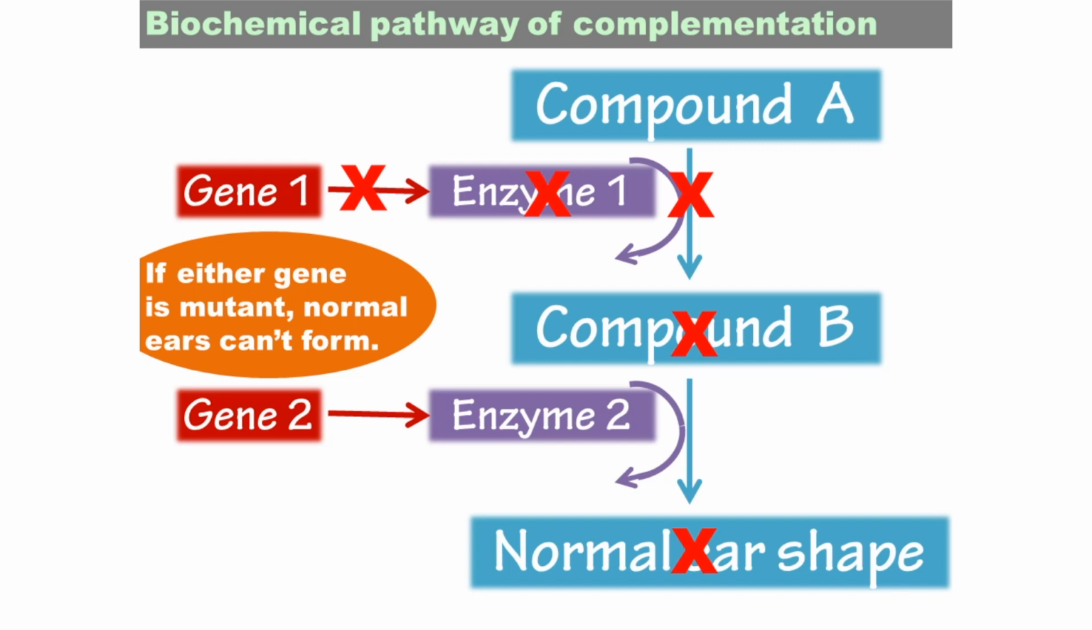That's if gene 1 is messed up. On the other hand, gene 2 might be messed up and gene 1 is fine. If that's the case, it doesn't carry the proper instructions to make enzyme 2. So your body doesn't have enzyme 2. So you get compound A somehow, maybe you eat it.